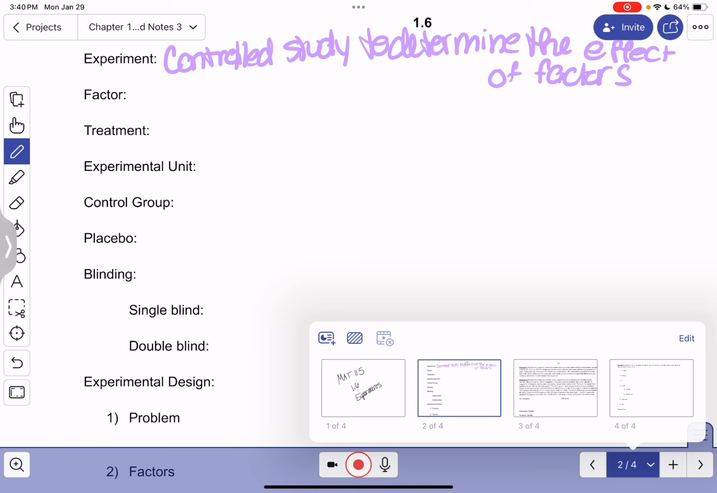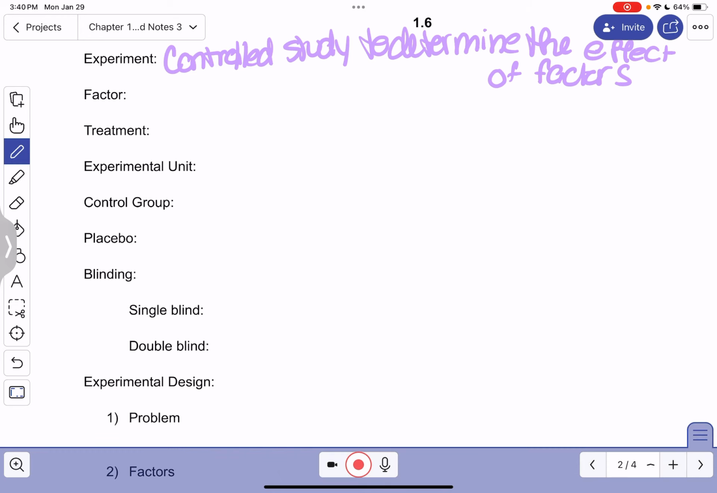to determine the effect of factors. So you're trying to say, hey, what happens if I do this? What happens if I do this? What does doing this thing cause? So by controlling things, you can look at that effect on your experiment.